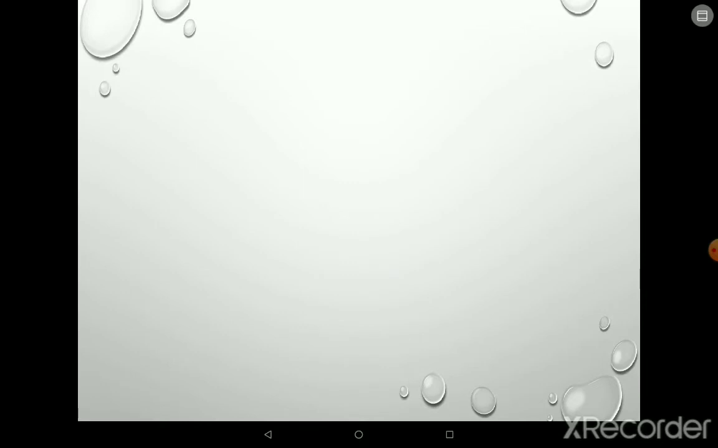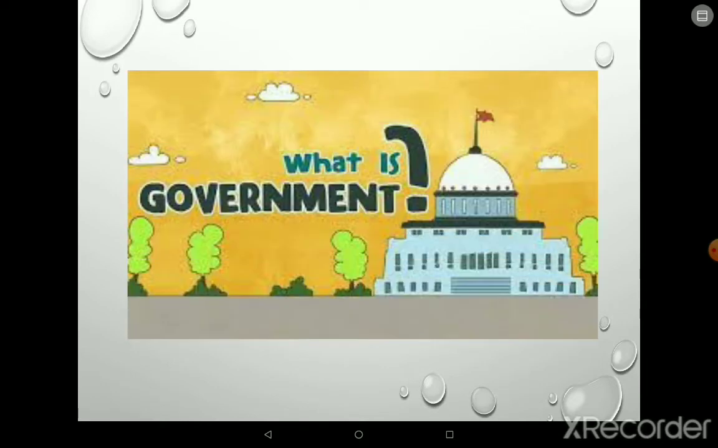So what is a government? Government refers to the body that exercises ruling authority for the people to live and work together. There is a need for some organization which can make decisions and put them into effect to smoothen the functioning of people in their daily life.